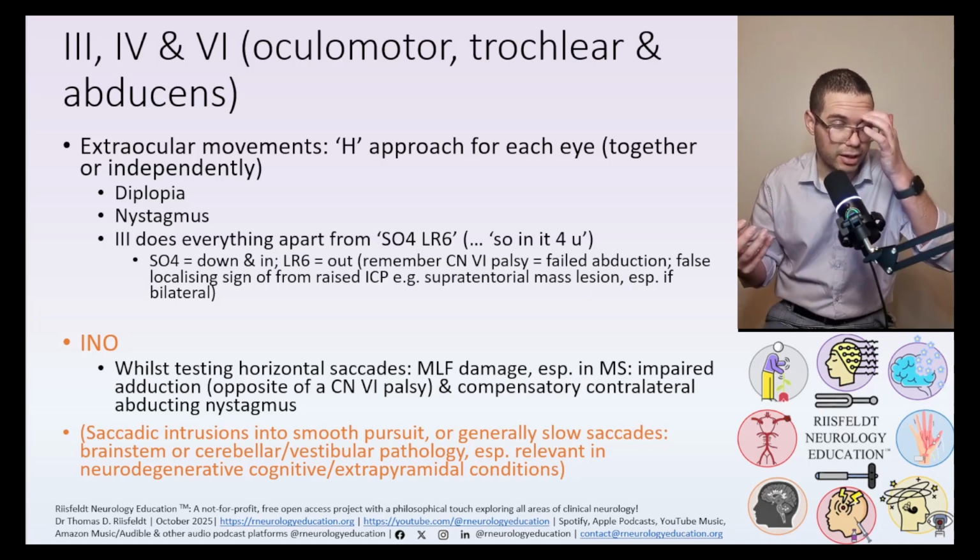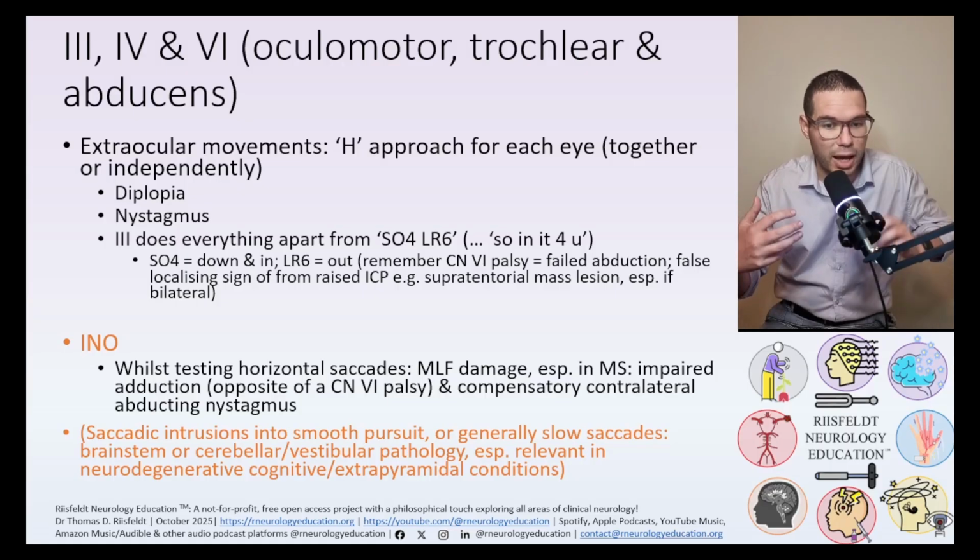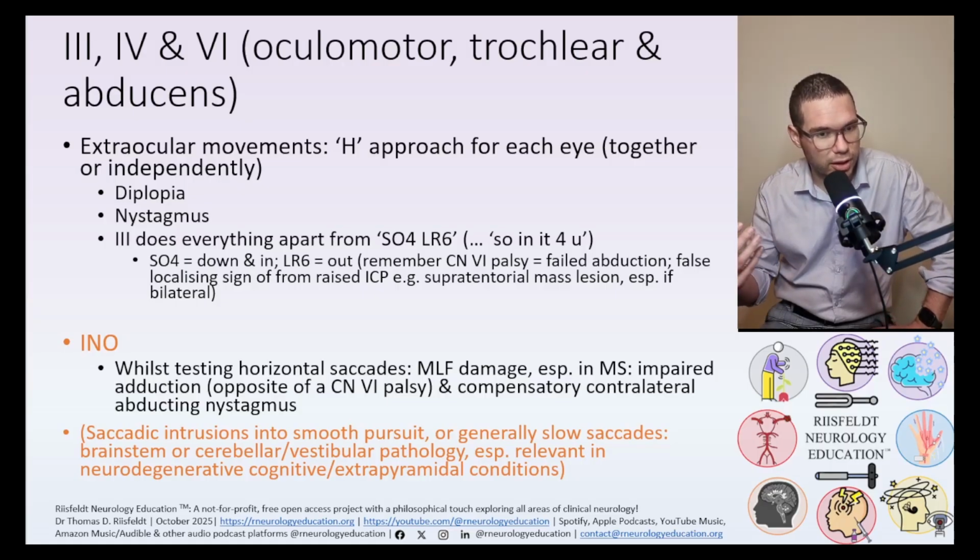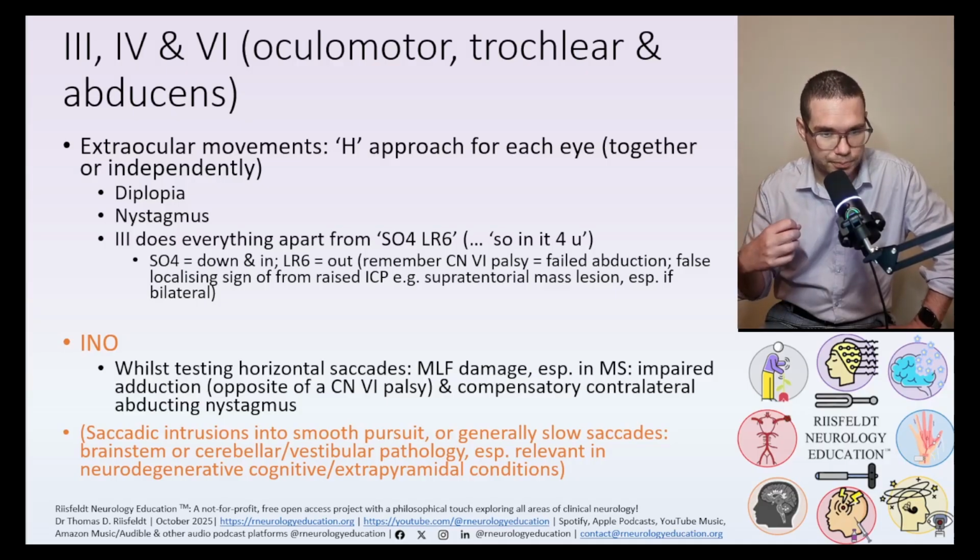And then the nystagmus testing is more relevant for a number of brainstem and cerebellar and vestibular pathologies, which we'll get to later. Now, in terms of remembering the relevance of the different nerves to the different muscles, all you need to remember is that the third nerve does everything apart from two of the muscles. And the way to remember it is that the superior oblique does the fourth nerve and the lateral rectus does the sixth nerve. So if you remember SO4, LR6, then you're good. And that's all you need to remember.